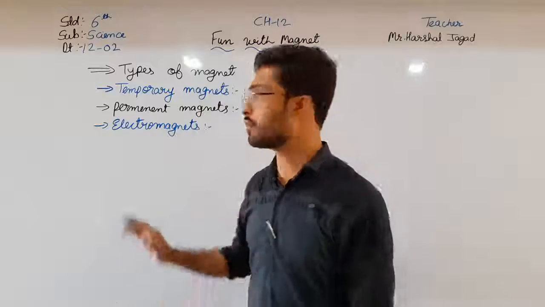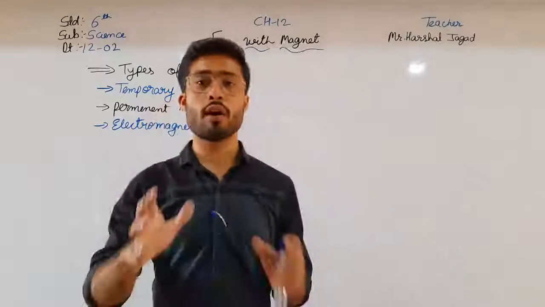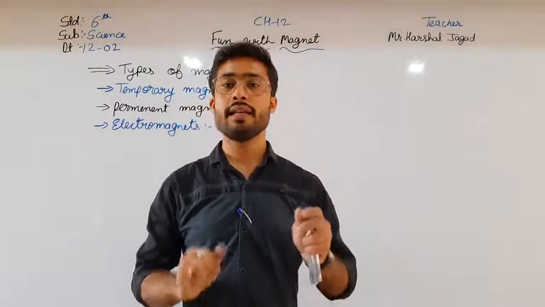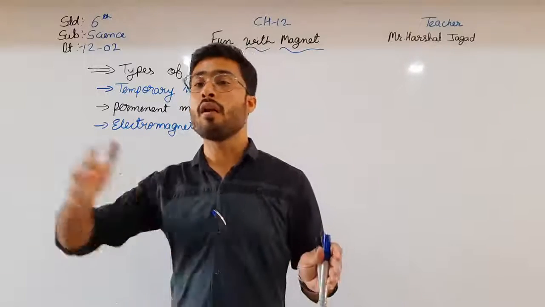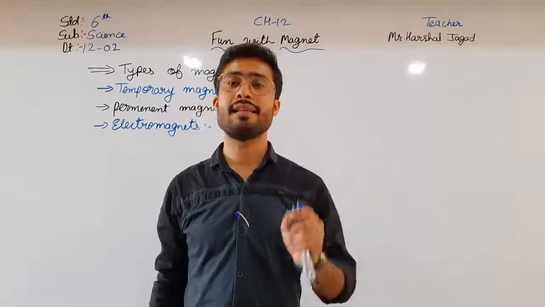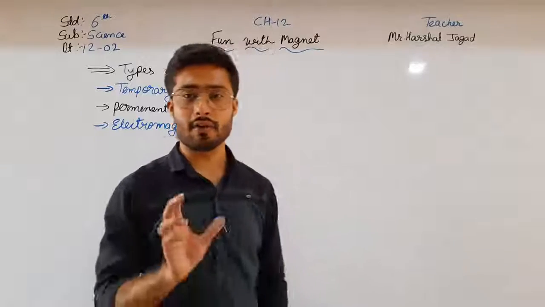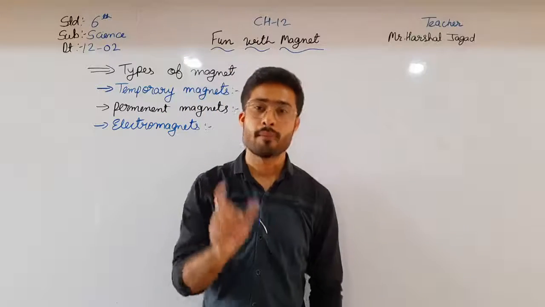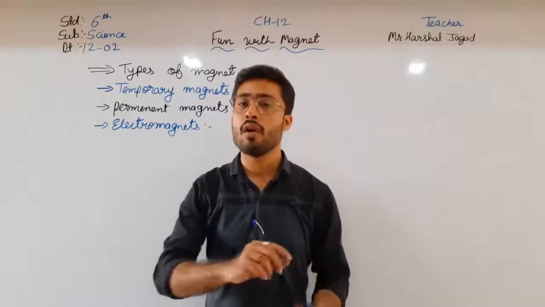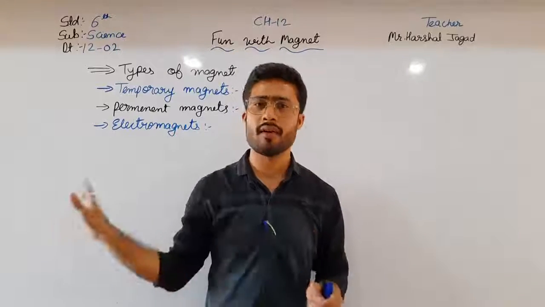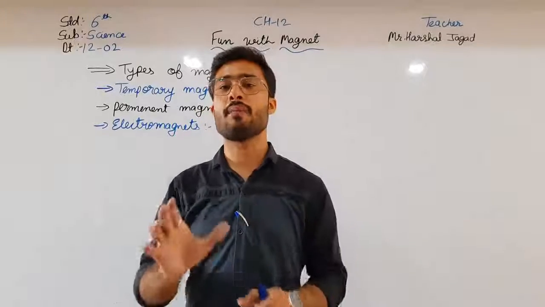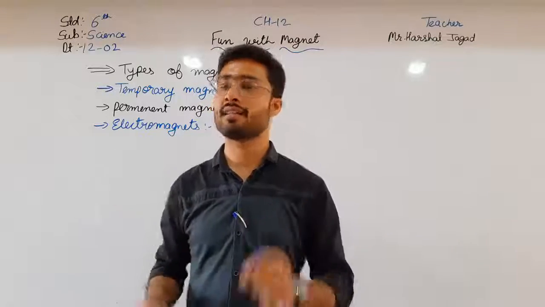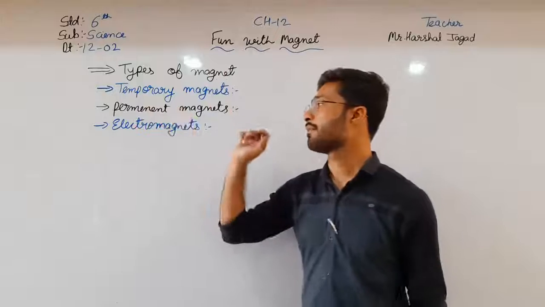Then coming to the permanent magnet. What is a permanent magnet? It can be stored, and it has magnetism for a long time. It is known as a permanent magnet. We have also heard the word permanent, which means for a long time. As long as the magnet is there, the magnetism is there, and that is known as a permanent magnet.